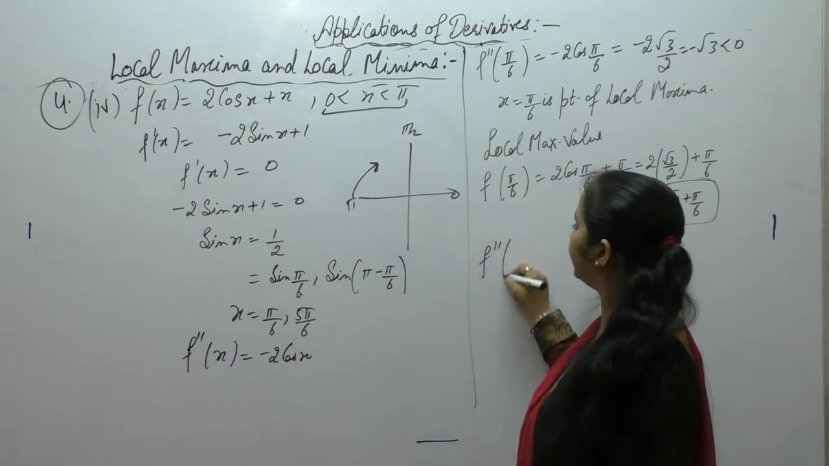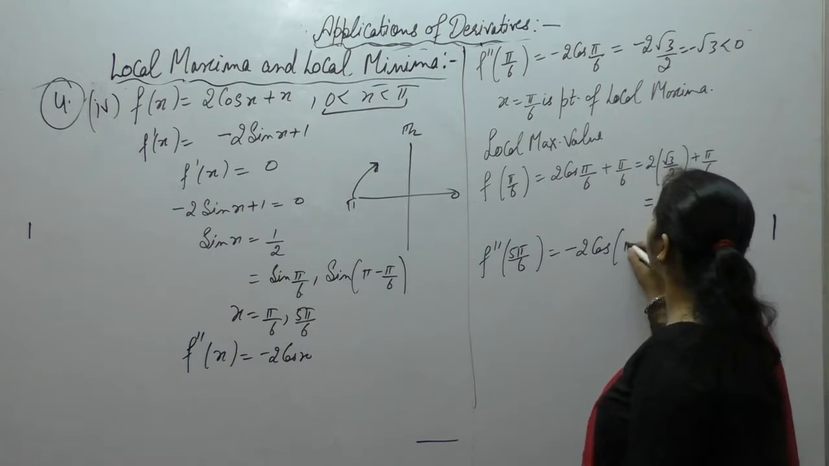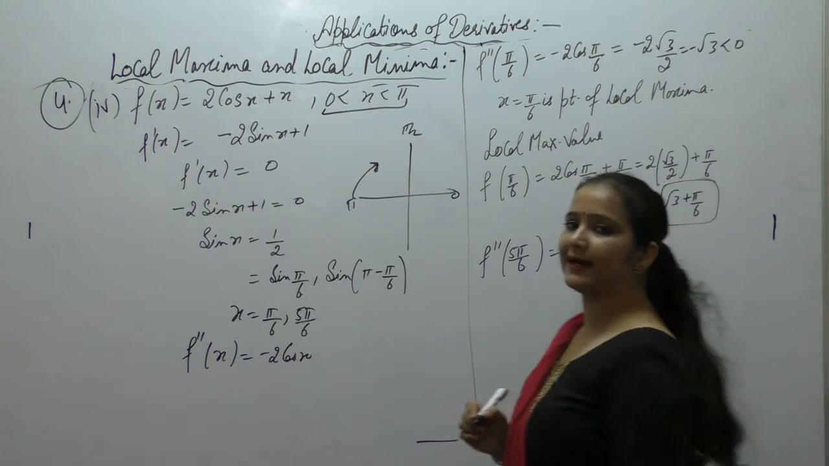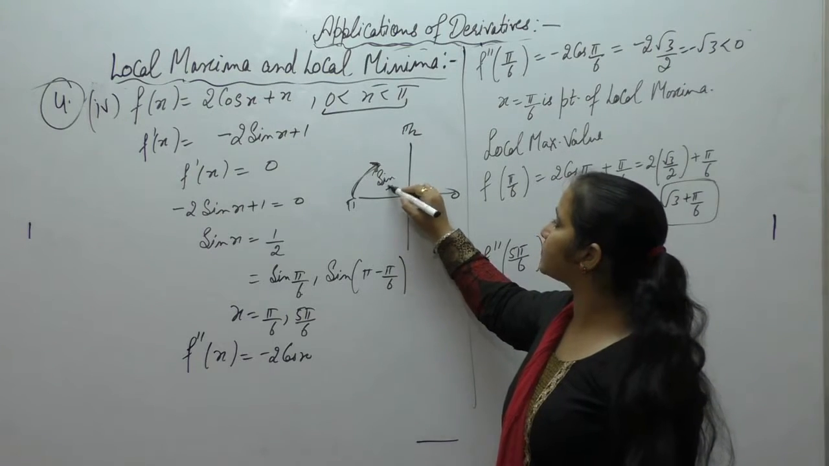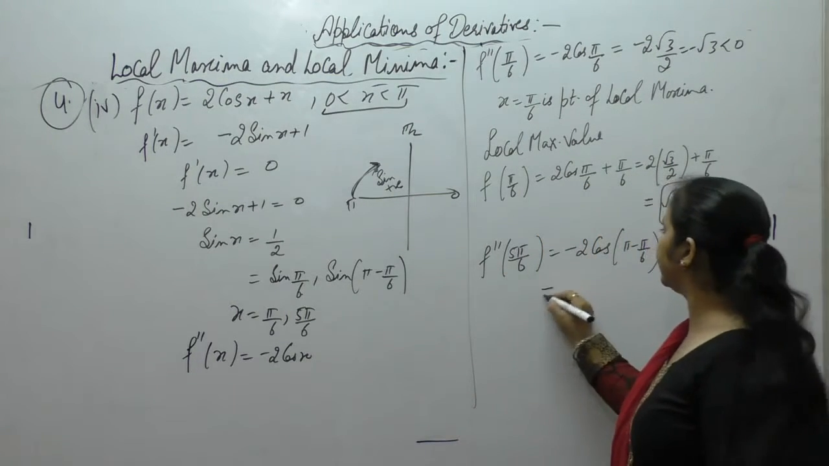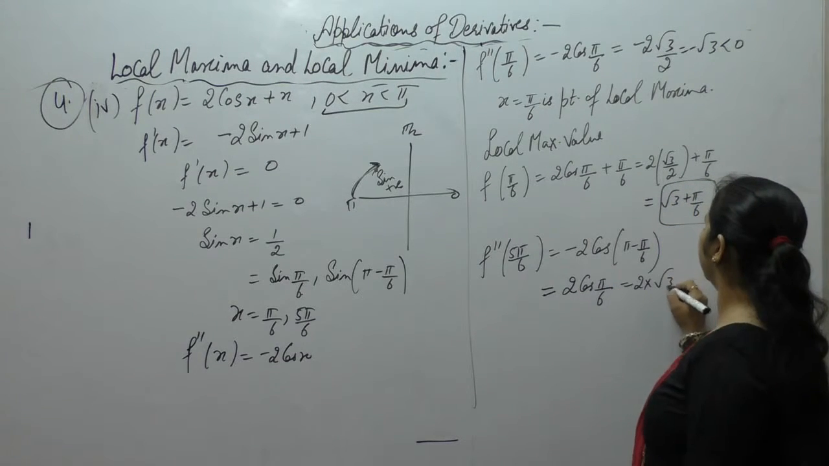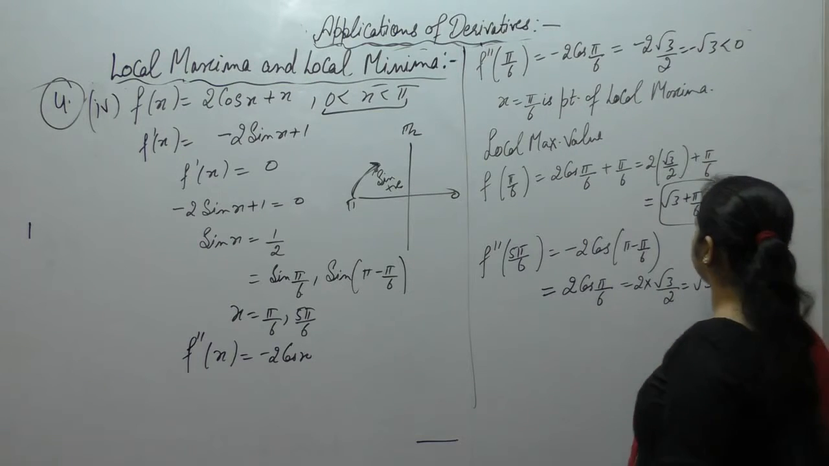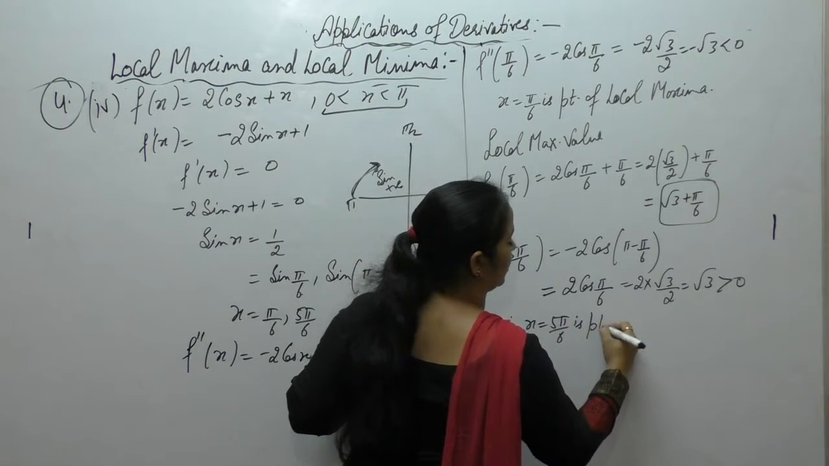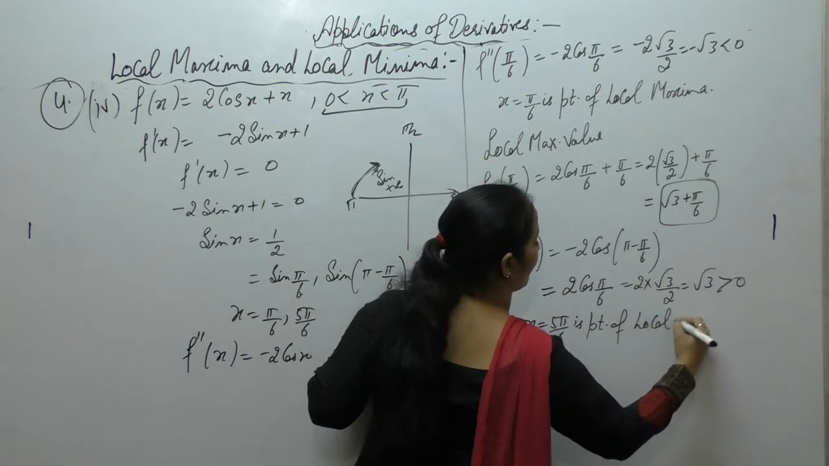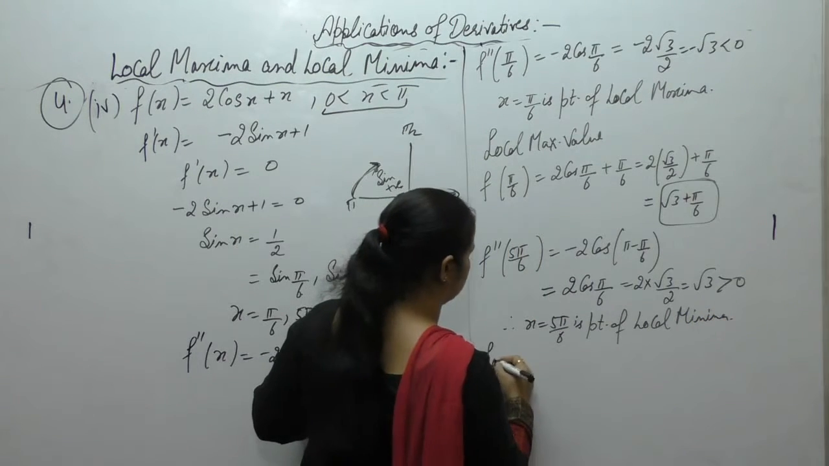Now check second derivative for the point 5 pi by 6. Minus 2 cos 5 pi by 6, we can write it as pi minus pi by 6. And in the second quadrant sin is positive, it means cos is negative here. So minus minus plus. Cos pi by 6 is root 3 by 2. So greater than 0. Therefore 5 pi by 6 is point of local minima. Clear?